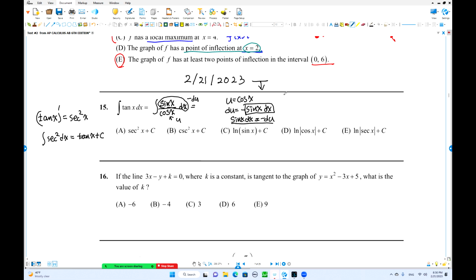Now this one, just put u there. Over u, sine x dx is negative du. I'm going to put the negative outside the du. Just as simple, right? 1 over u du is natural log of u. Natural log, ln u, right? Not log. This one is ln absolute value of u plus c.